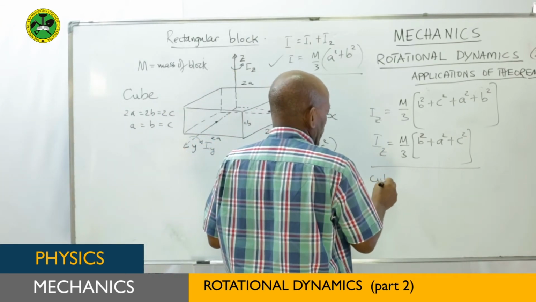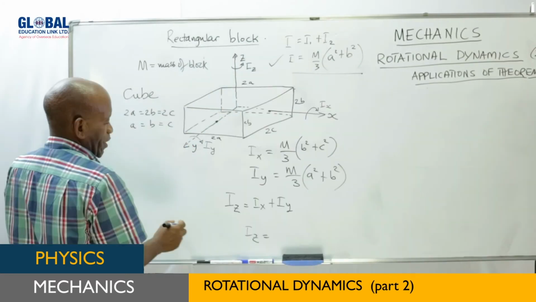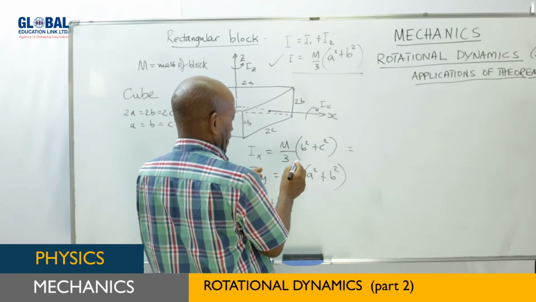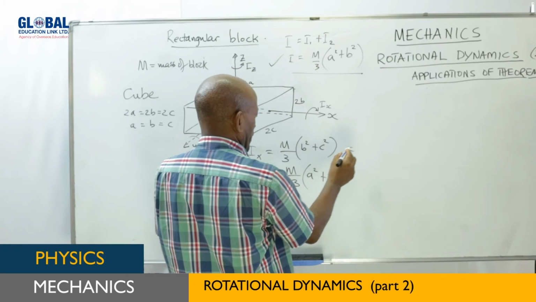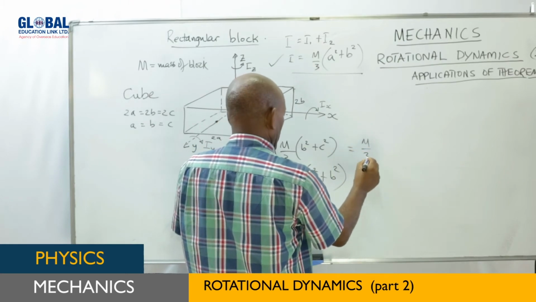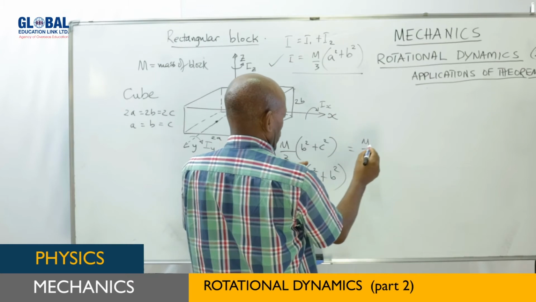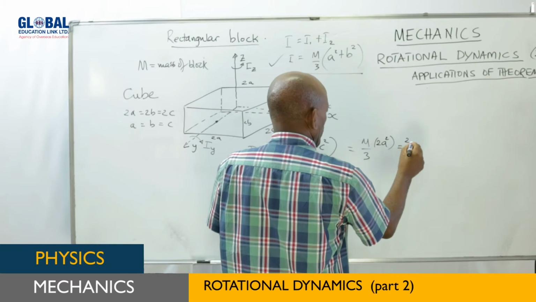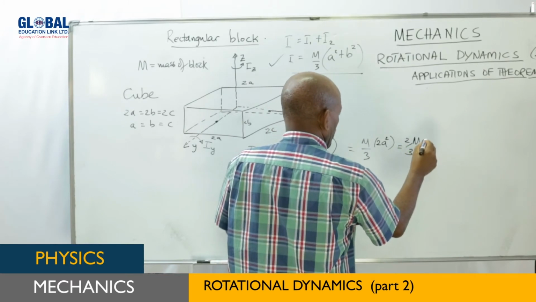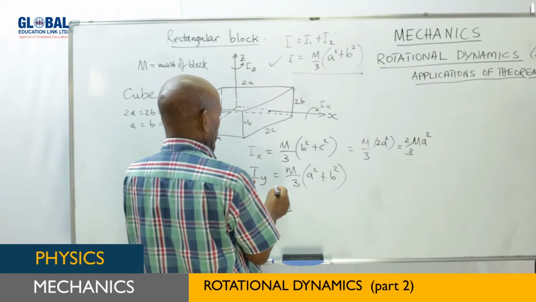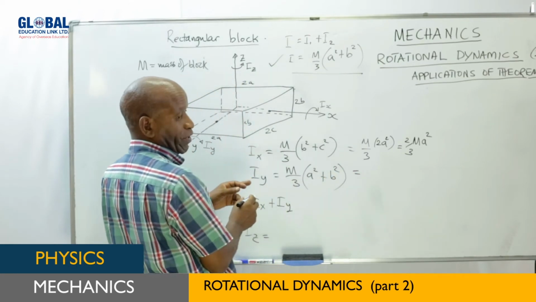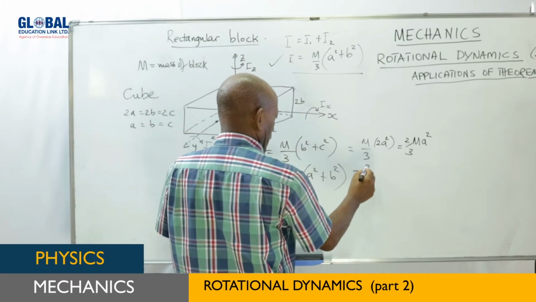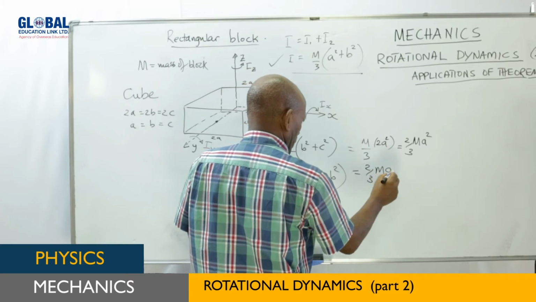Then if I'm talking about a cube rotated about that particular axis, it means that the moment of inertia through the x-axis, if I'm taking B equal to C equal to A, could be equal to m over 3 times a squared plus a squared. This will be equal to 2a squared, or simply 2 over 3 times m a squared. The same thing is applicable for the moment of inertia of the body whenever it's rotated about the y-axis, which will be the same as 2 over 3 m a squared.